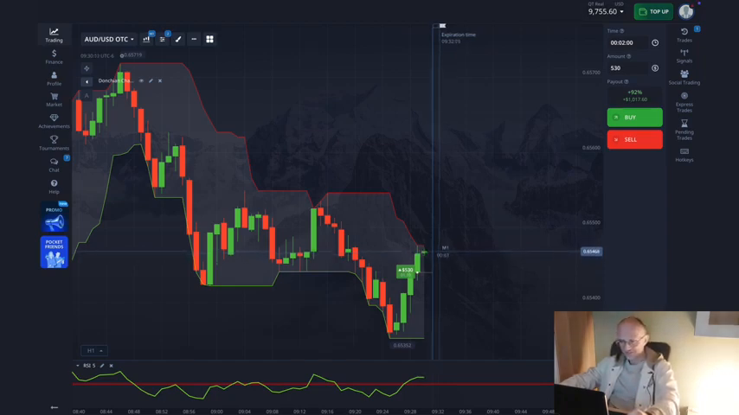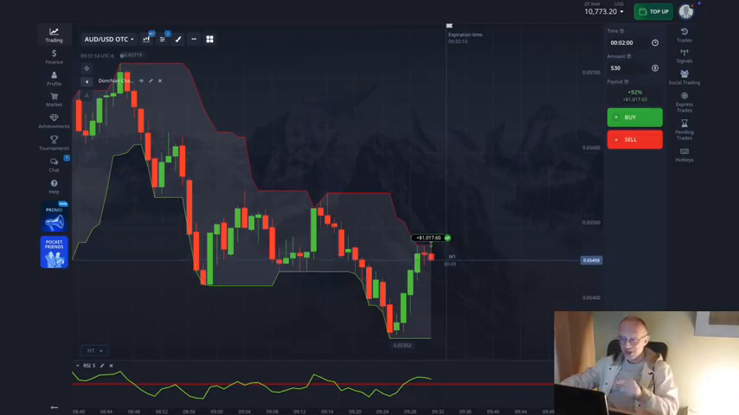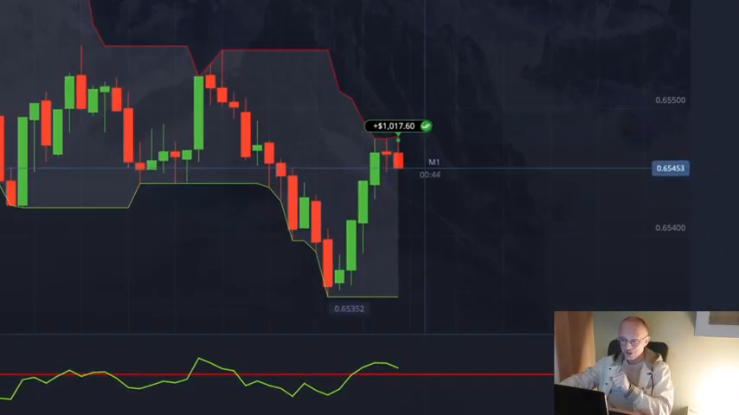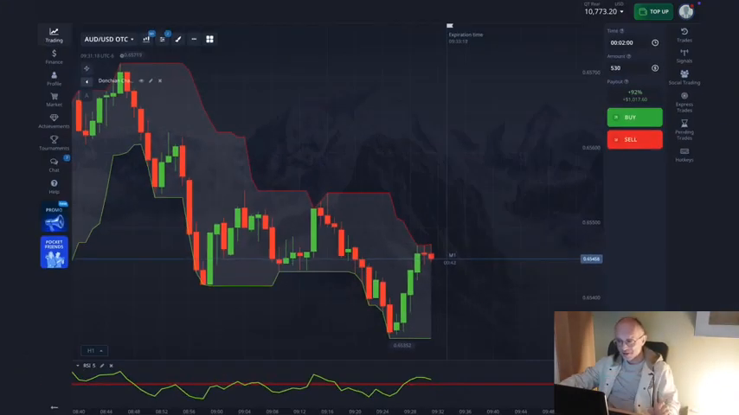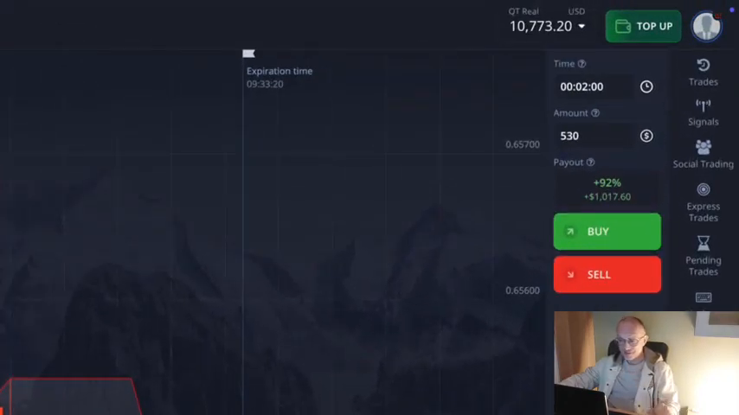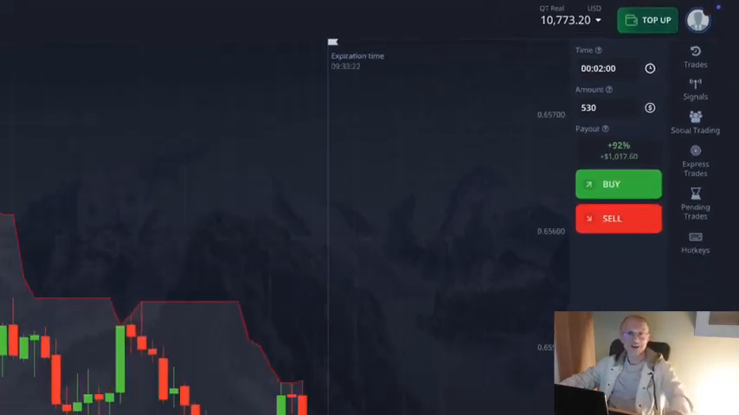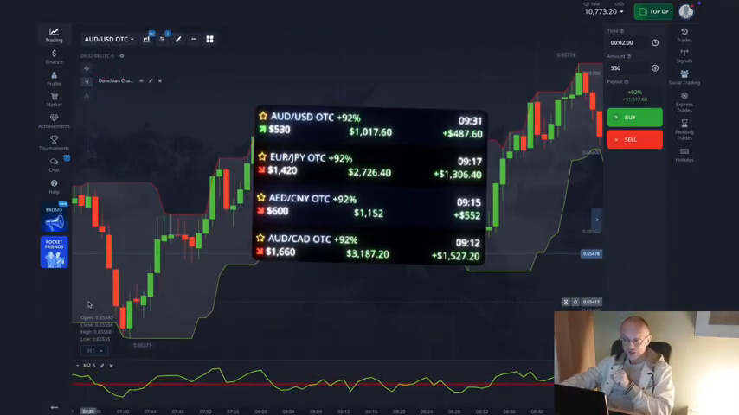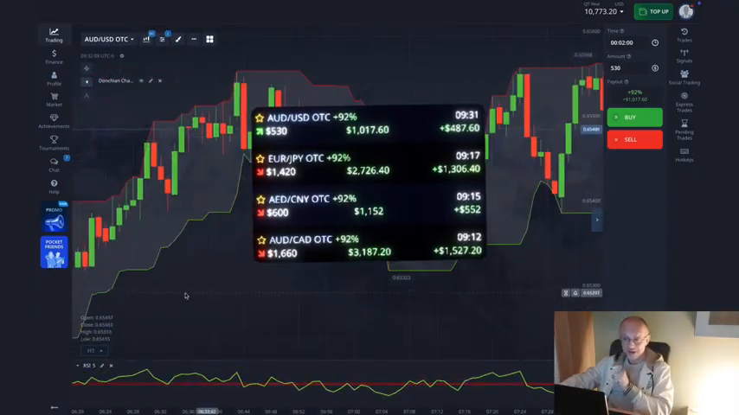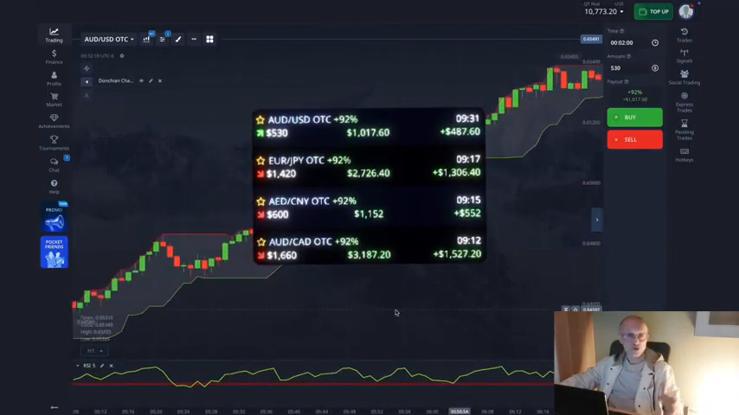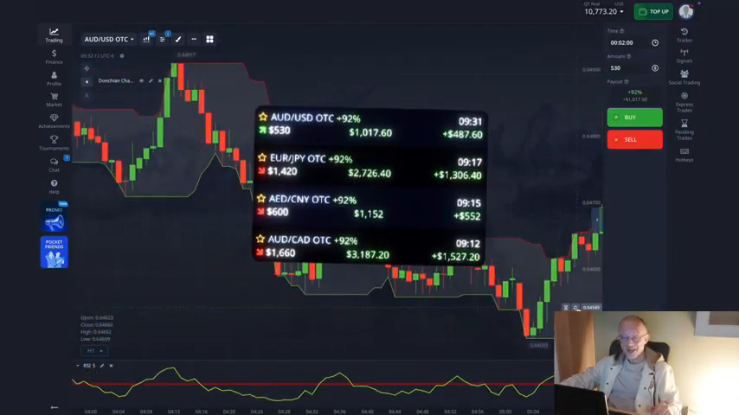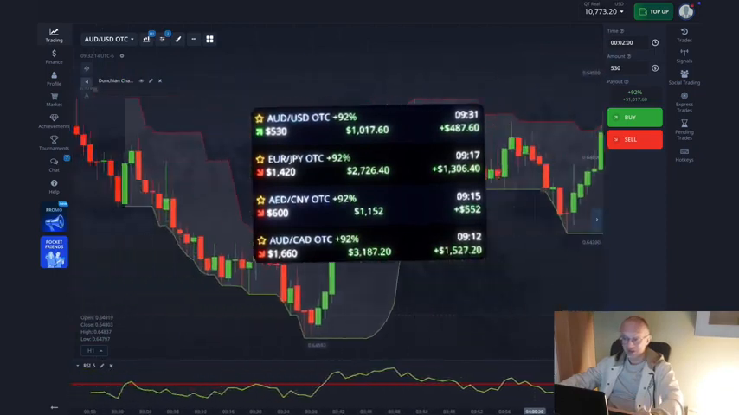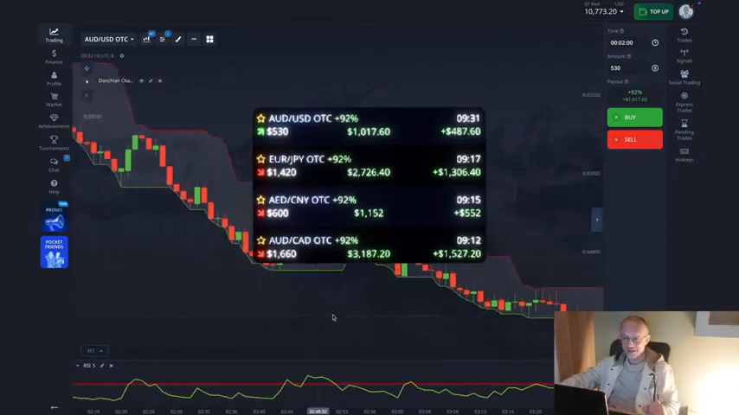Let's see. Strong finish. I'm locking in $487 in profit, bringing my balance to $10,773. Let's sum up. I increased my balance from $6,900 to $10,773. Great result, friends.